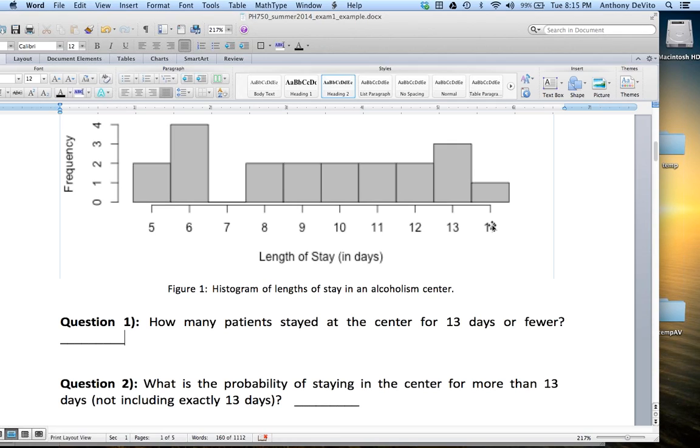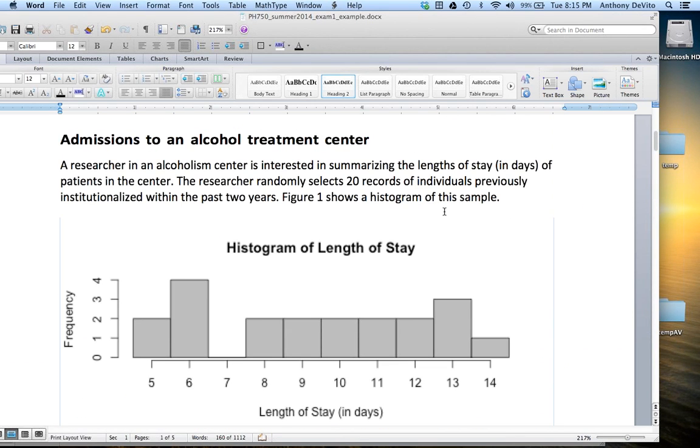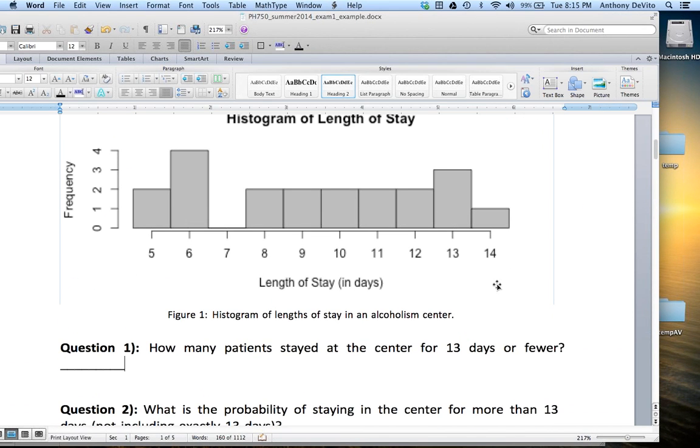13 days or fewer. Okay, I got a 16. Anybody else? How many patients stayed at the hospital for more than 13 days? One. Oh, yeah, only one person stayed at the hospital for more than 13 days. So that means 19 people stayed for 13 days or fewer. Okay? Do you agree with that, Marianne? Does that make sense to you?